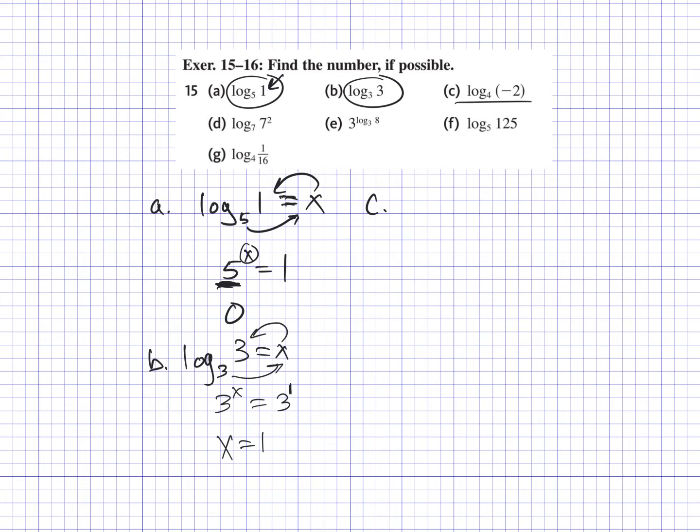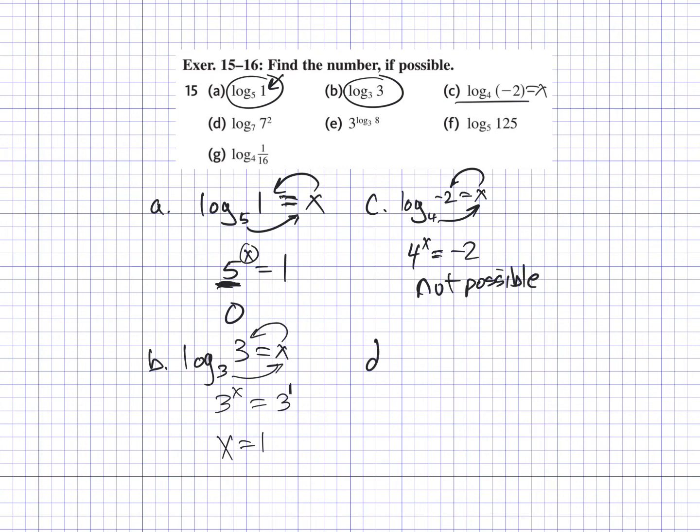C, okay, let's set it equal to x. Log base 4 of negative 2 is equal to x. So 4 to the x is equal to negative 2. How do we get that? So now we have x there. We have an exponential equal to a negative. You can't take a positive number and raise it to any power to make it negative. So it can't happen. This is not possible.